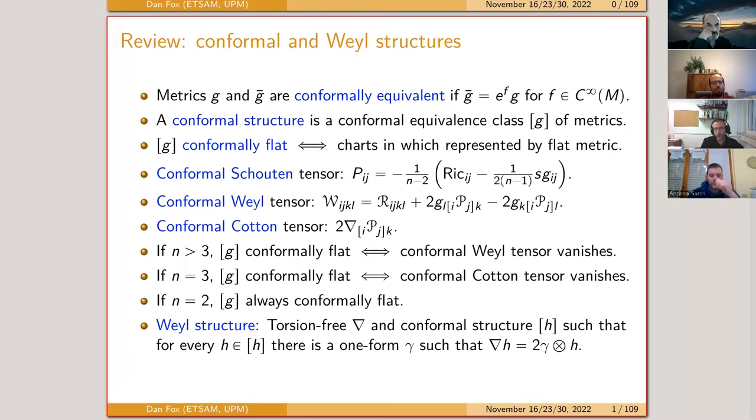So a conformal structure is an equivalence class of metrics where one is a multiple of the other by a non-zero function. And I would call a manifold conformally flat if there are charts in which you can represent the conformal structure by a flat metric. And it's known that that's characterized in terms of the vanishing of certain tensors. And the pattern here is the same as it will be when I talk about projective structures.